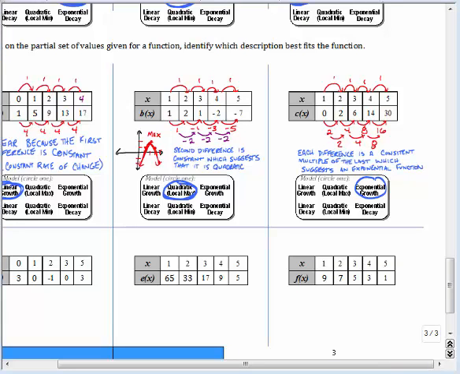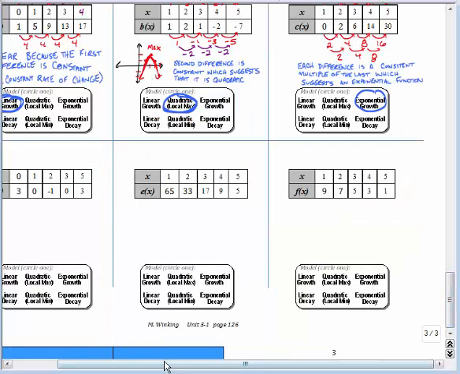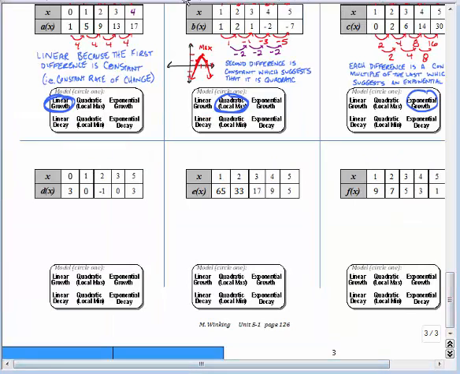Oops, sorry, I just moved a little bit. I just want to write down why those were each the type of functions we thought they were. Alright, let's look at these last set here. Start back at the first one.